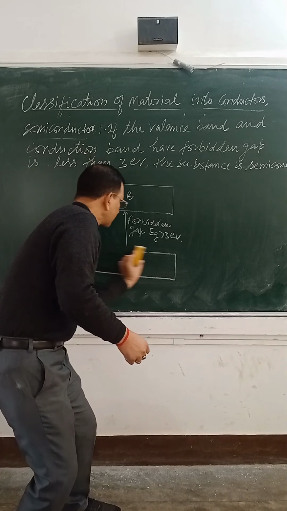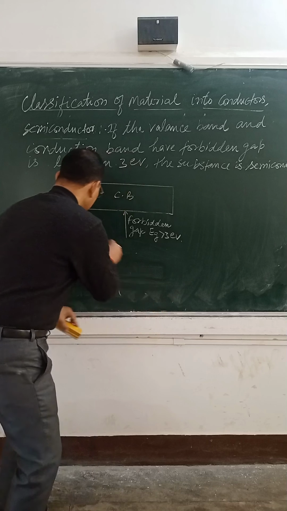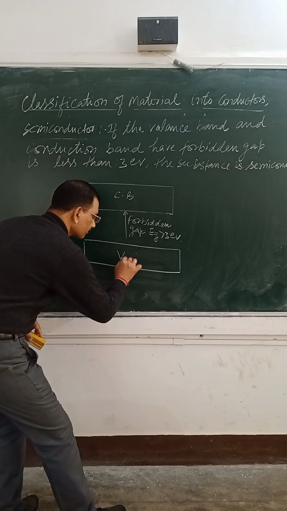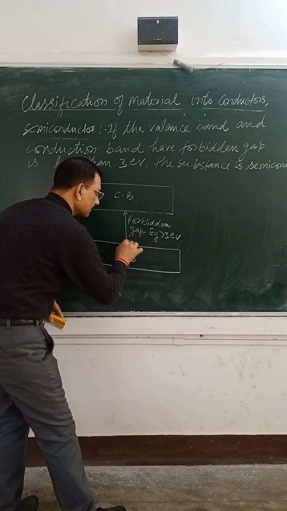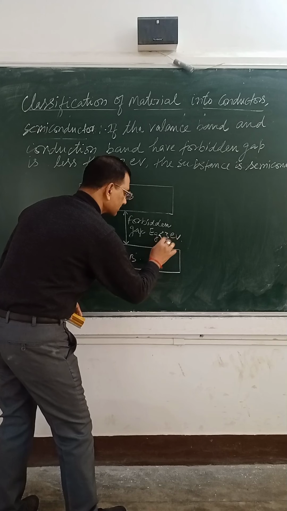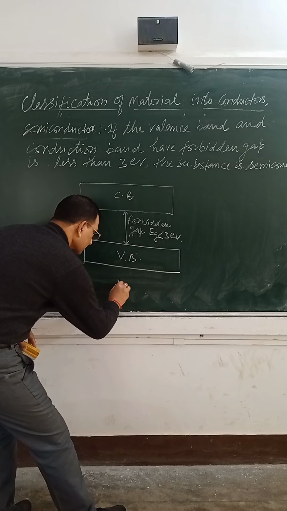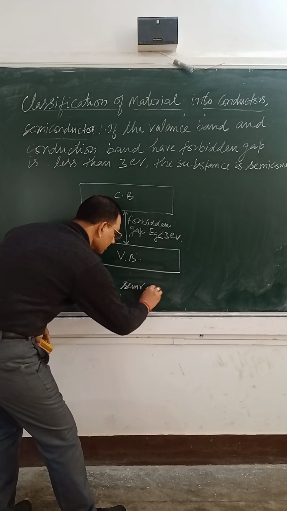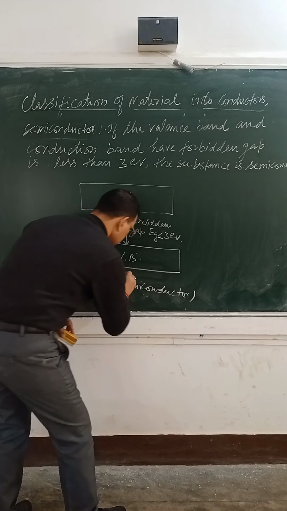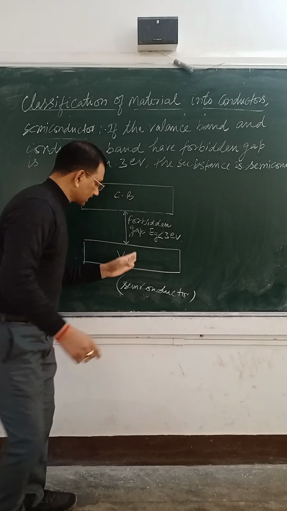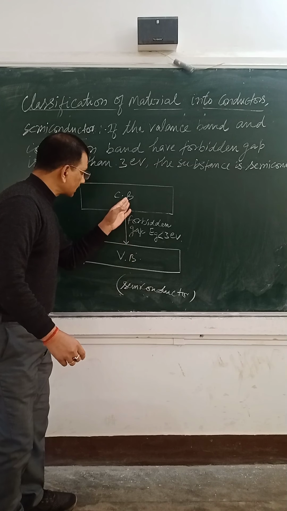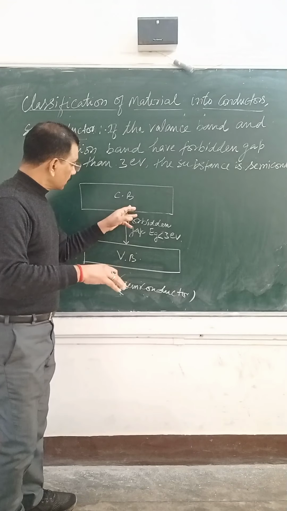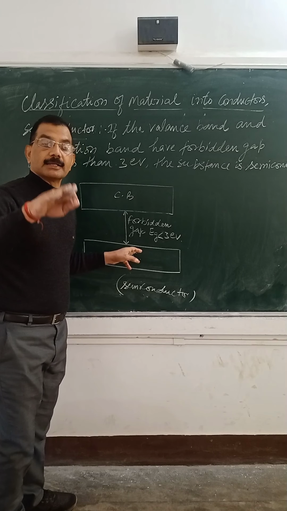It means in this case you can say this gap is less, and suppose this one is valence band, this one is conduction band, and forbidden energy gap is less than 3 electron volt, then this one is semiconductor. So in the case of the semiconductor, the gap between the valence band and conduction band is more than conductor but less than the insulator.